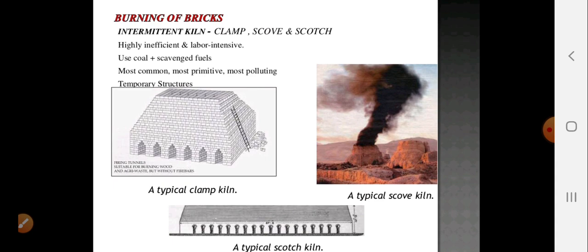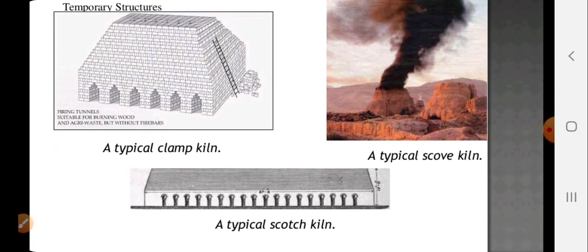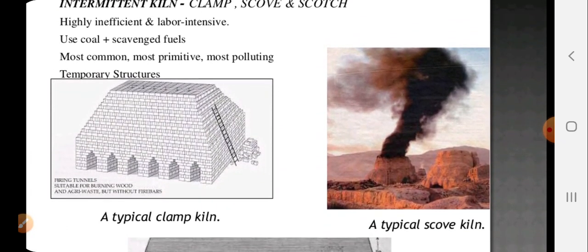A typical clamp kiln. So we can see the images of all three types of intermittent kilns.